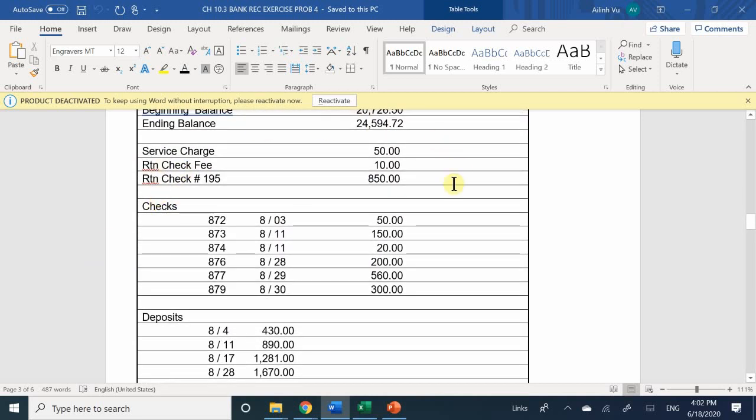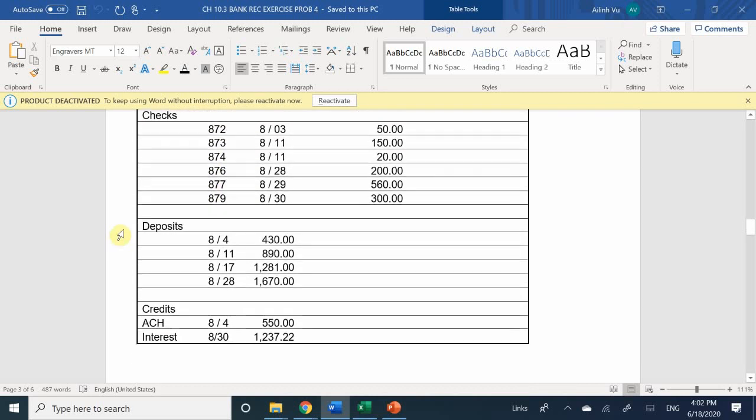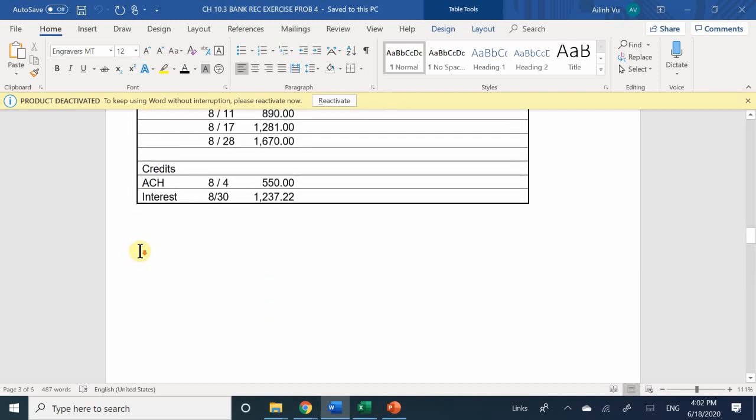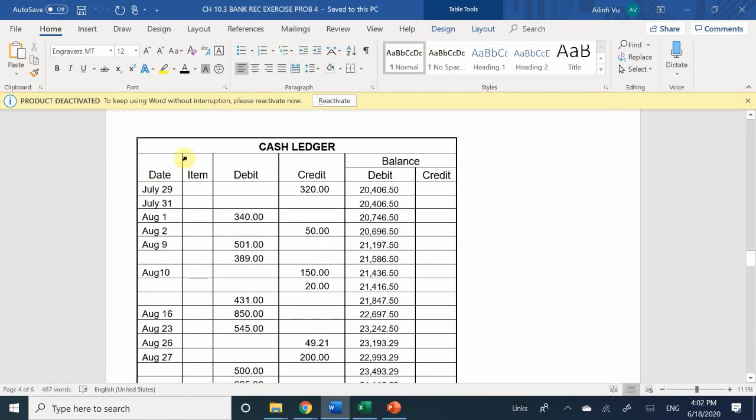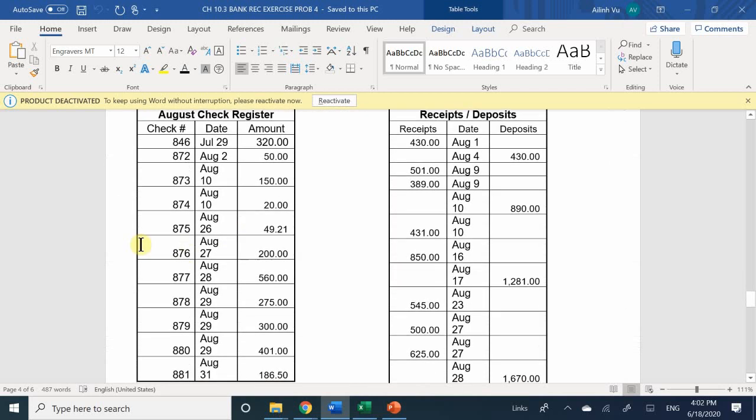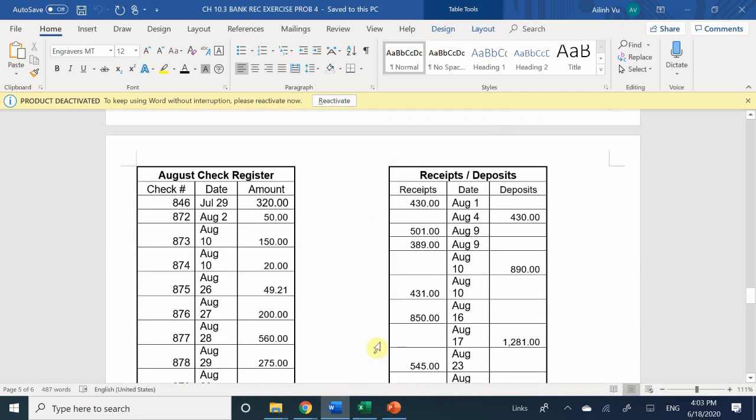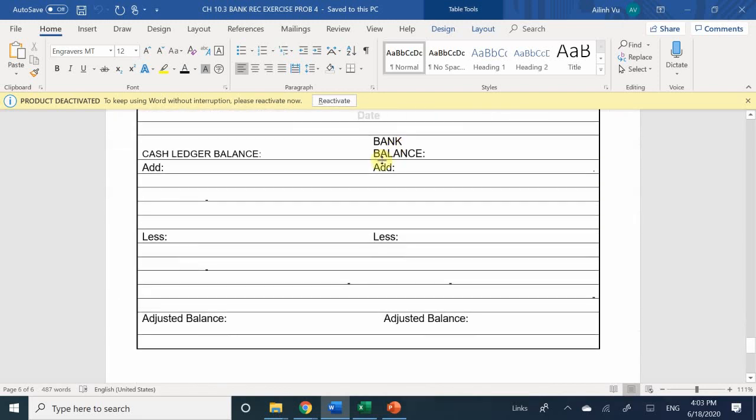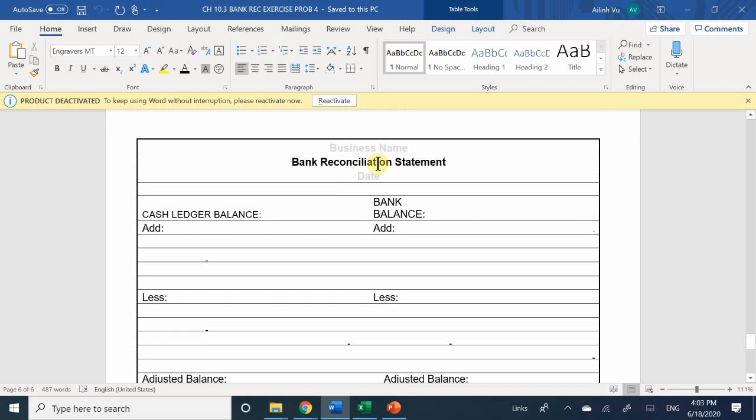This is all of our fees that happened. This is all of our checks that we've written, and here's all of our deposits that we've incurred, and here is all of our interest. Down here we have our cash ledger. This is what we see in our general ledger, our way of keeping track of what money goes in and out of the bank. And then here we have our check register as well as our deposit slips, okay? And then lastly, your table to enter your information in, okay?